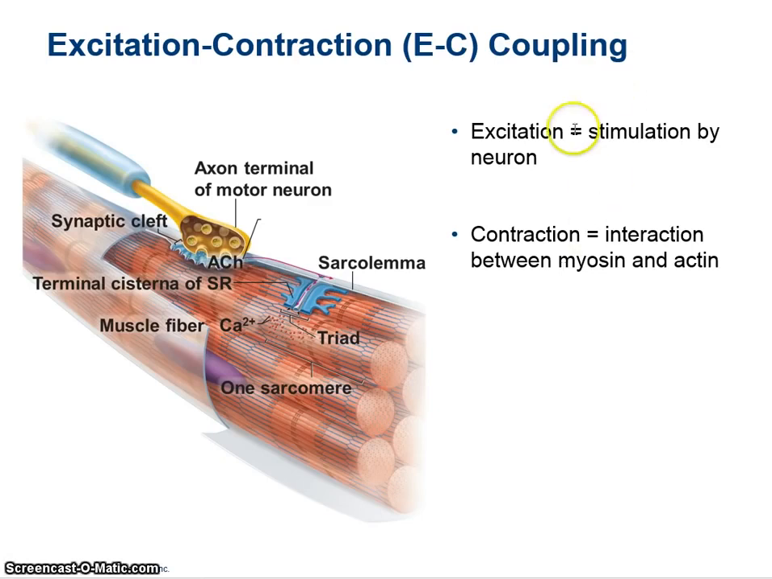So we've got this electrical event that takes place at the cell surface called excitation, and then this physical event that takes place in the cytoplasm called contraction. And we have to figure out how one causes the other. How is excitation coupled to contraction?